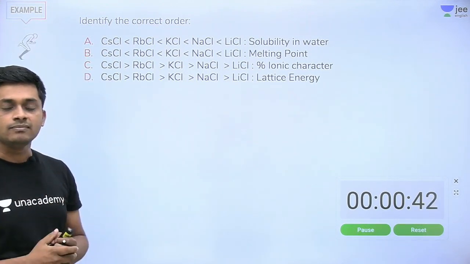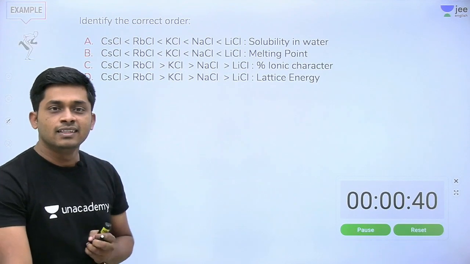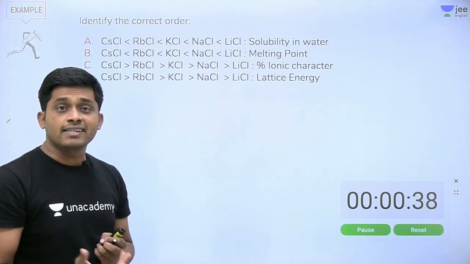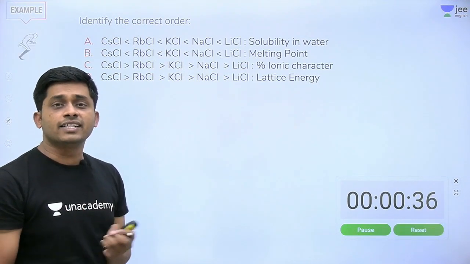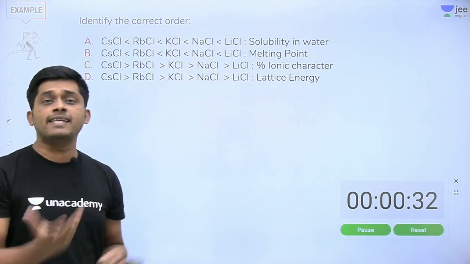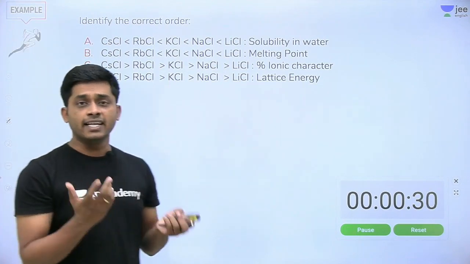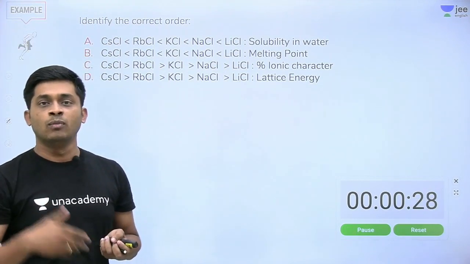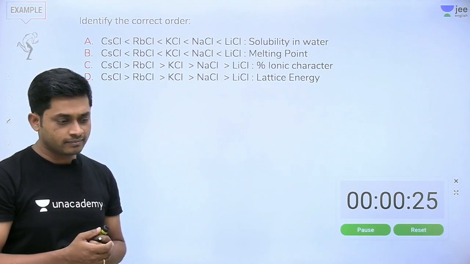So what is the correct answer? For solubility, you can compare hydration energy and lattice energy differences. Melting point and ionic character follow the same concept. If you compare ionic nature, the more ionic, the higher the melting point.